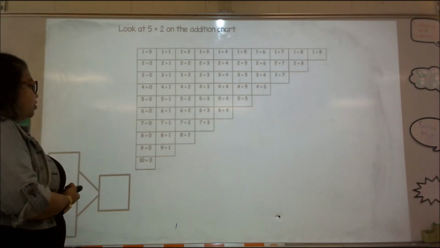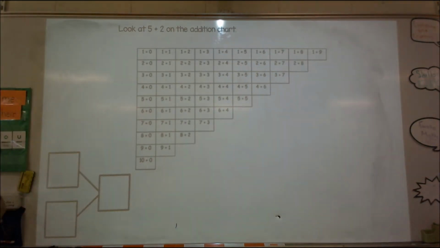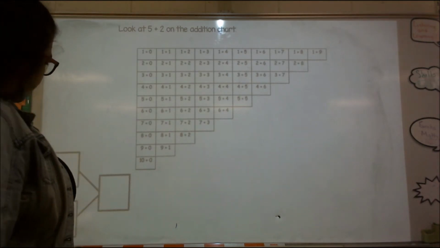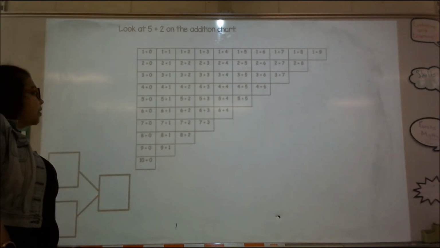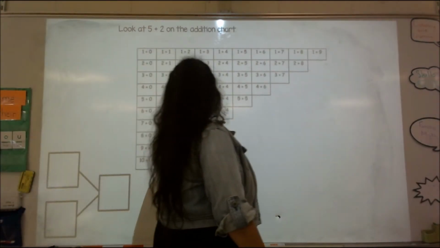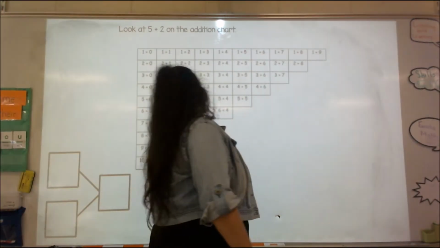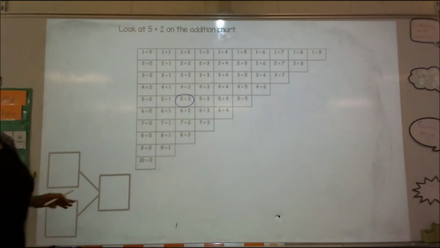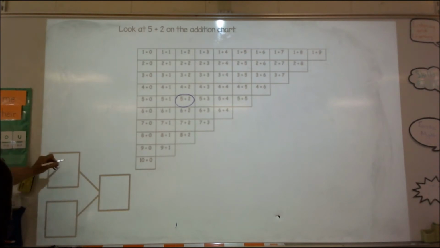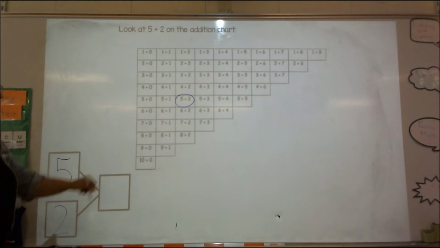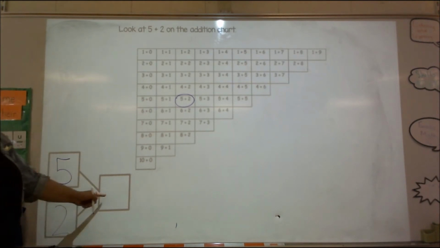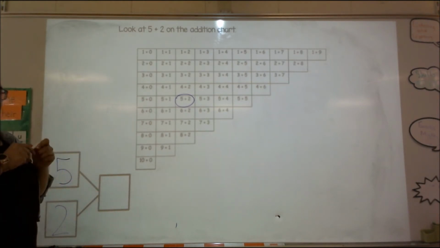Nope, I don't want you to get yours out yet. I just want you to look at me. We're going to look at 5 plus 2 on the addition chart. Not both of them, just the 5 plus 2. So let's find 5 plus 2 on the addition chart. Okay, 5 plus 2. We already know we have a number bond, so let's fill in our missing parts. Well, they're not missing, we know them. What's missing is the whole.